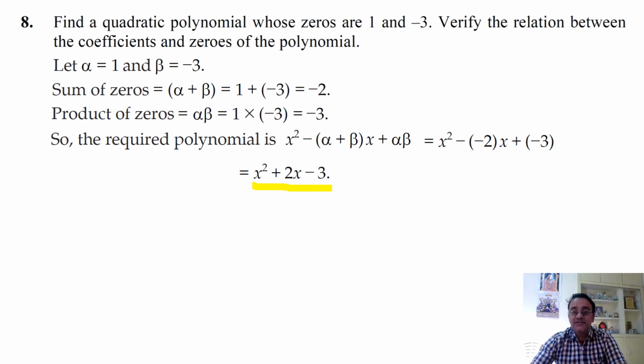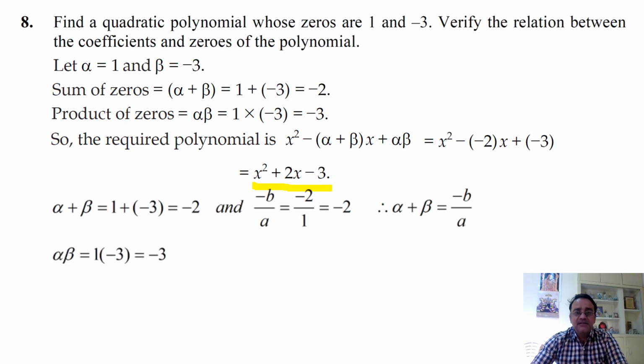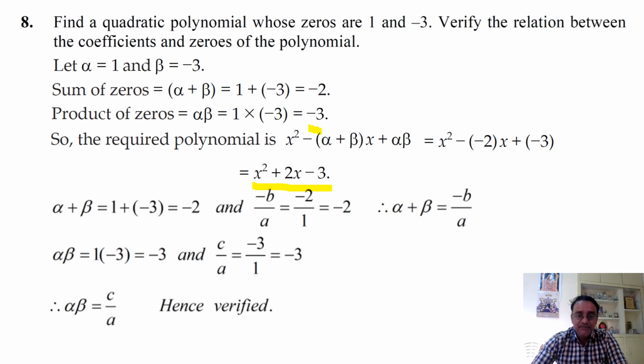Now we have to verify the relationship between the coefficients. The value of a is 1, the value of b is 2, and the value of c is minus 3. So alpha plus beta we have already found, so no need of writing once again. We can directly find minus b by a, that is minus 2, and therefore alpha plus beta is equal to minus b by a. Second is alpha into beta, that is minus 3. This also we have already got here. So directly we can find c by a, that is minus 3 by 1, minus 3. So therefore alpha beta is equal to c by a. So hence verified. So the relationship between these we have verified.